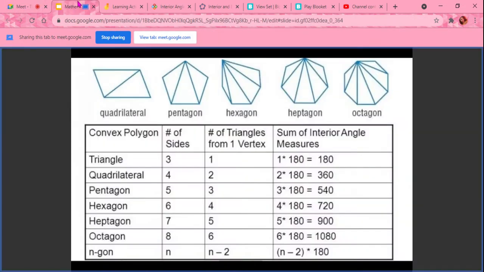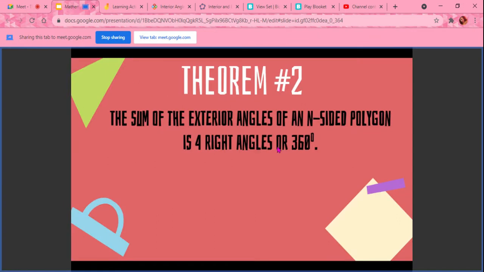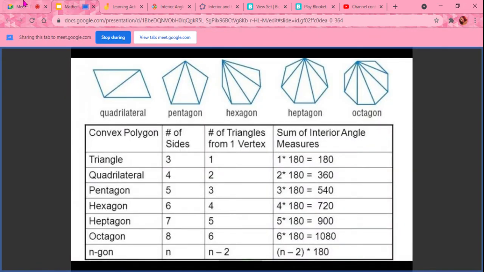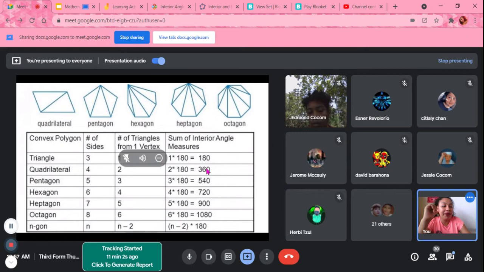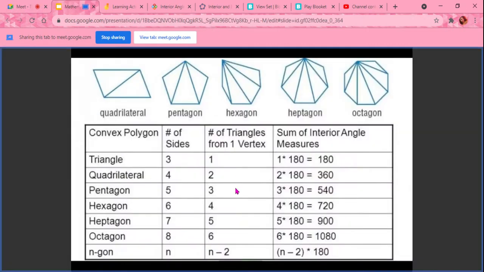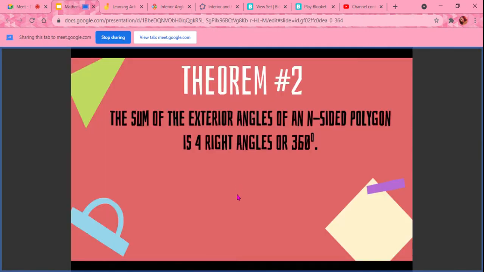No? Okay. Where can we find that table, miss? It's in the PowerPoint. I posted the PowerPoint, so you can go way to the bottom in today's lesson, and then the table is going to be there. All right? Then we're going to move on to theorem number 2.